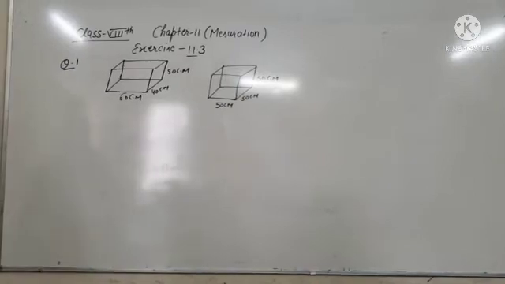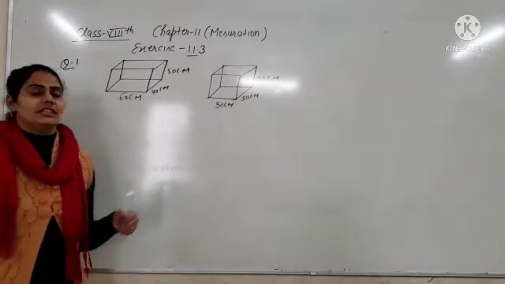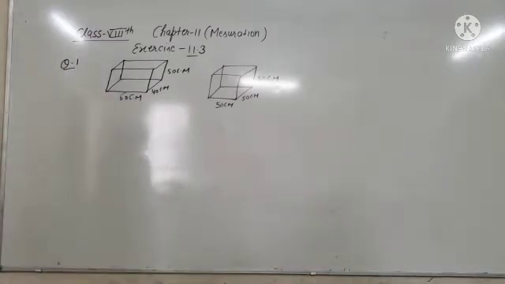Yes, now we will start our next exercise and question number 1. Okay, so what is given in question number 1? Open your book and start reading the question. What is given in the question? There are two cuboidal boxes as shown in the figure. Which box requires the lesser amount of material to make?